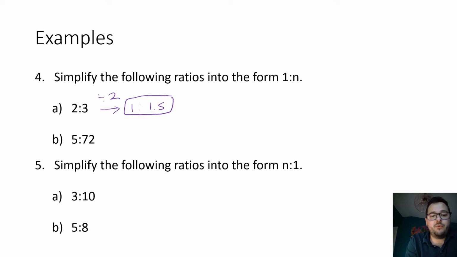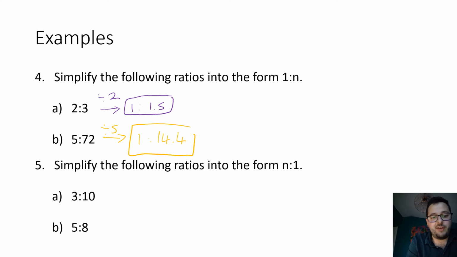Next one, we want to go from 5 to 72. So 5 to 1 is going to divide by 5. And then 72 divided by 5 is going to be 14.4. Let me just double check I've done that right. I think so, yeah. All right, the next one, we want to simplify the ratios into the form n to 1.